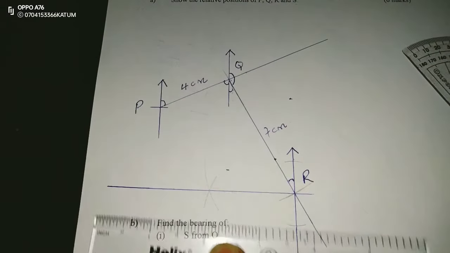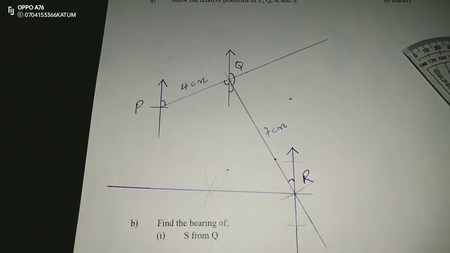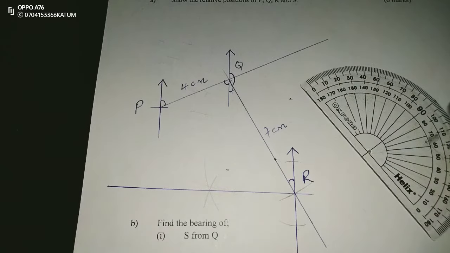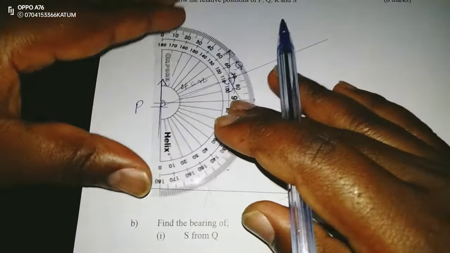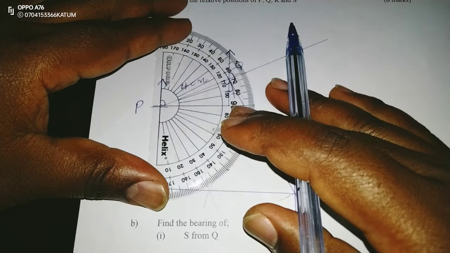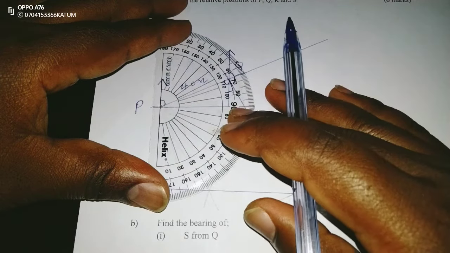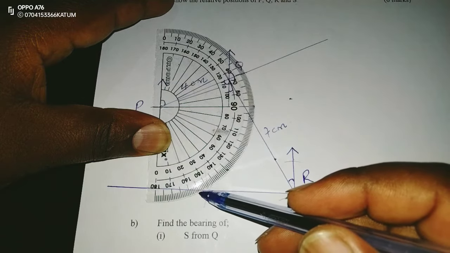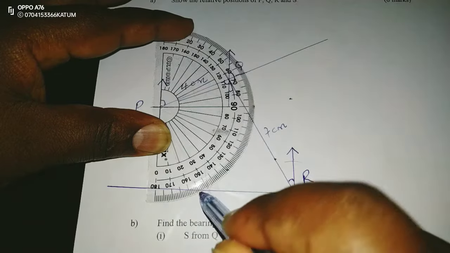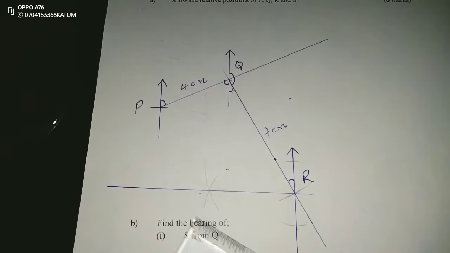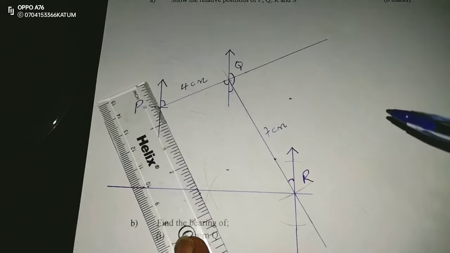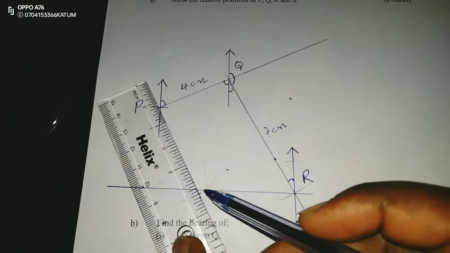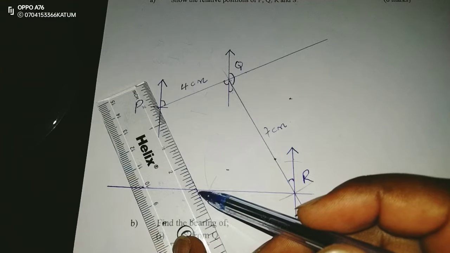That is to the west. Again, 155 degrees from P. So at P, I will just measure 155 degrees. So at this point, I will measure 155 degrees. So this is 150, this is 155. 155, that is the dot. So now I will join P to that dot, so that this gives 155 degrees.